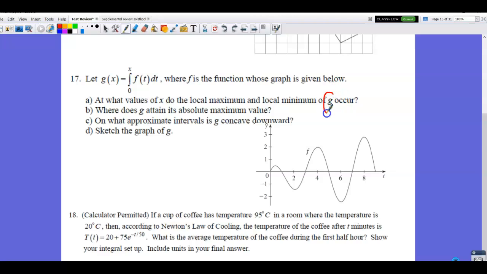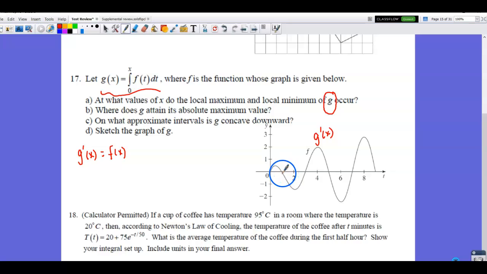In number 17, G is a definite integral, and we want to know local maxes and mins of G. So we need to know when G prime changes from either positive to negative or negative to positive. So by FTC part 2, G prime of x is, take out the t, put in the new function, multiply by the derivative of the new function. So this is G prime of x.